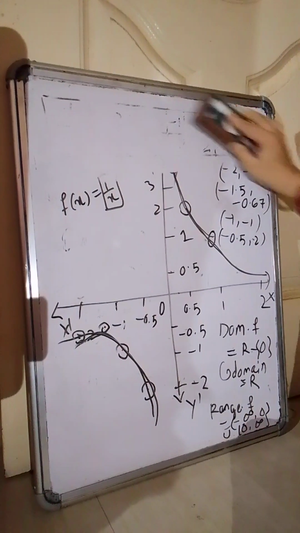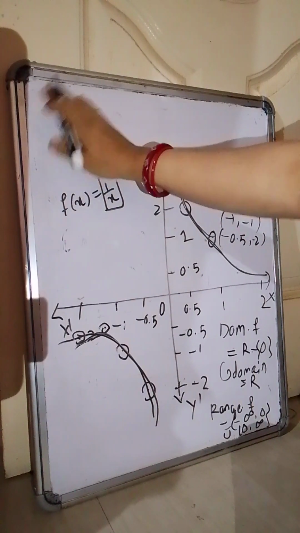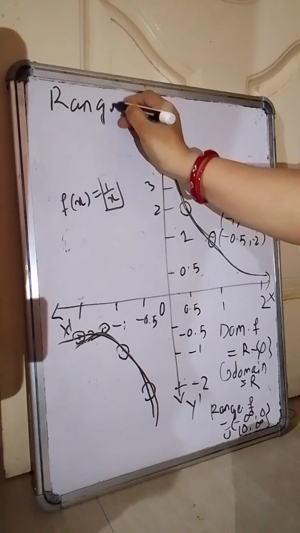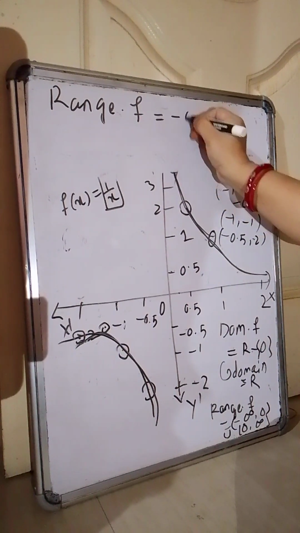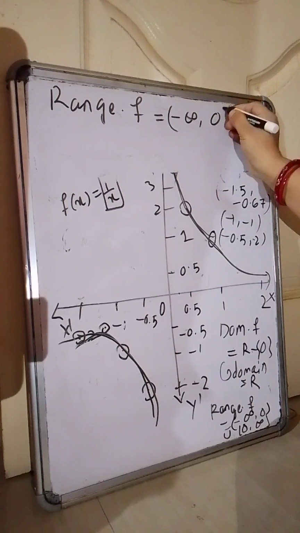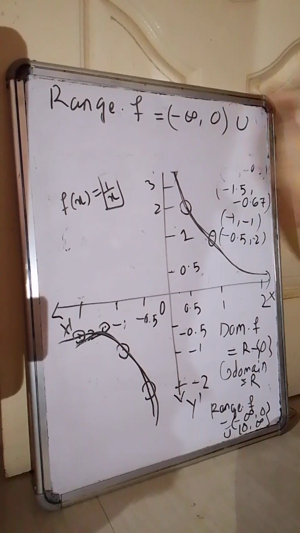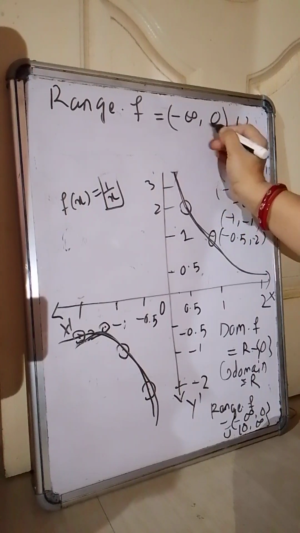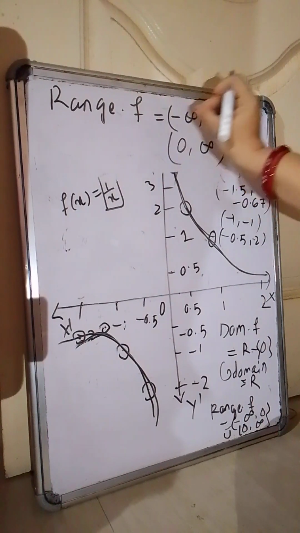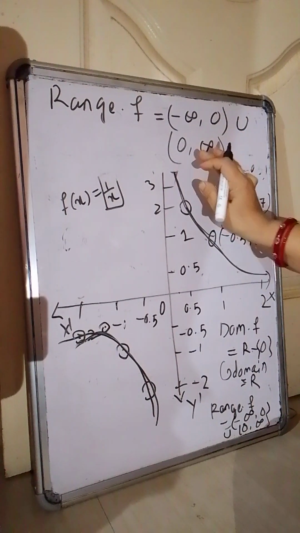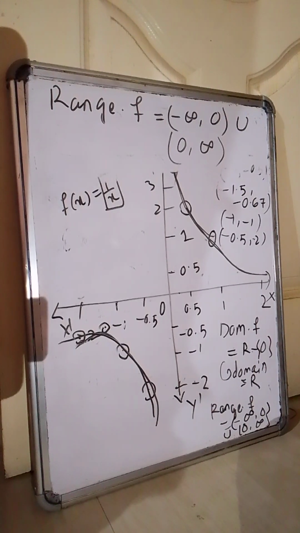Let me write the range of the function clearly, as it is a little bit confusing. 0 is not included, so excluding 0, the rest of the numbers from the real number set, that is minus infinite to 0, open bracket, means minus infinite and 0 are not included, union, as we defined in the set chapter, union 0 to infinite. So the range of the function will take negative real numbers and simultaneously positive real numbers, but 0 will not be included.